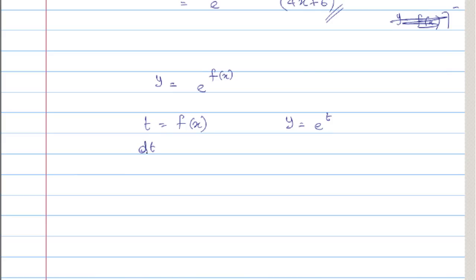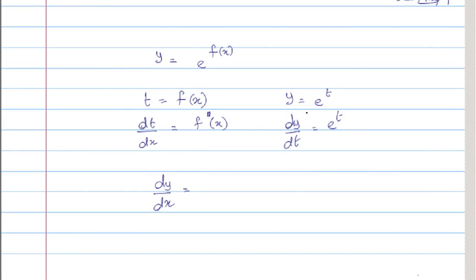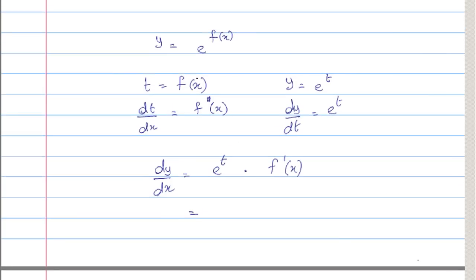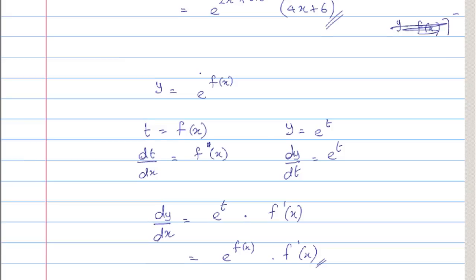Differentiating, I get dt over dx will be equal to f prime of x. I don't know what this function f(x) is, but its derivative can be written as f prime of x. Then dy over dt will be equal to e to the power t. And then using the chain rule again, I have dy over dx equals dy over dt times dt over dx, which is e to the power t times f prime of x. Now t is equal to f(x), so I get e to the power f(x) times f prime of x. So this would be the derivative of e to the power f(x).